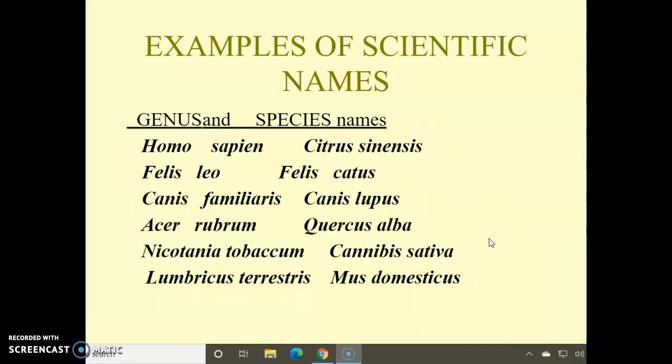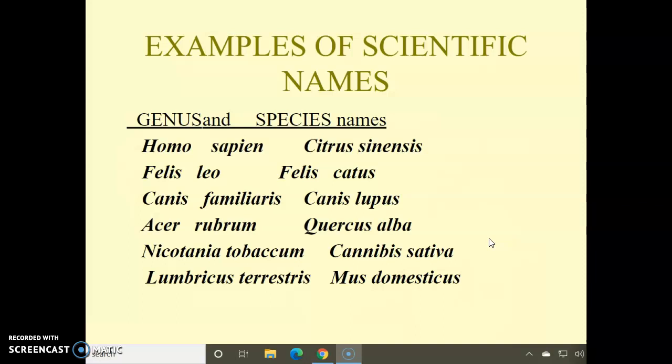Now, I want you to use your device, pick 5 of these, and look them up and write them down here underneath where it says examples, and give what exactly we're talking about. What organism is this? So stop the video and do that. Okay, so Homo sapien, of course, is a human. Felis leo is a lion. I thought that would be fun to put on there.